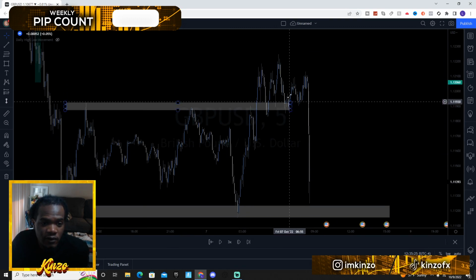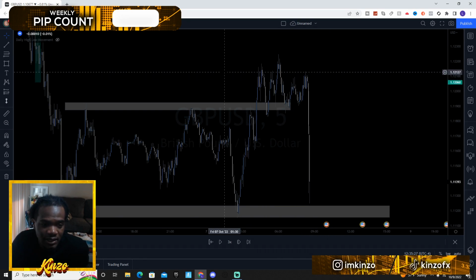What you should have been looking for is an entry to go short, right? We still in the downtrend. We not looking for buys no matter what's going on in the market right now. The only thing we looking for is sells unless the higher time frames tell us otherwise.